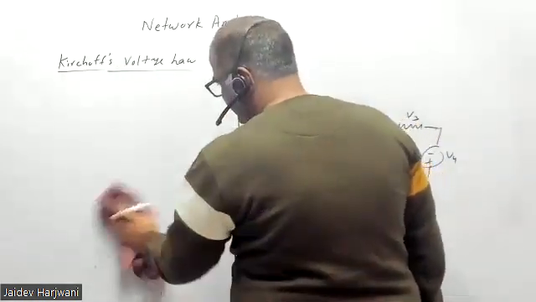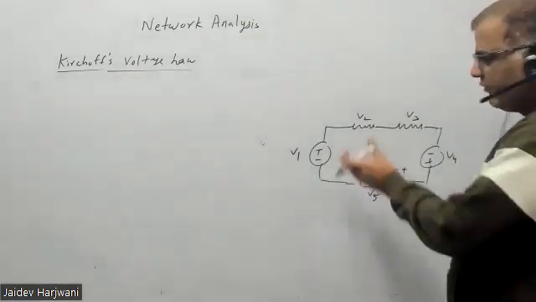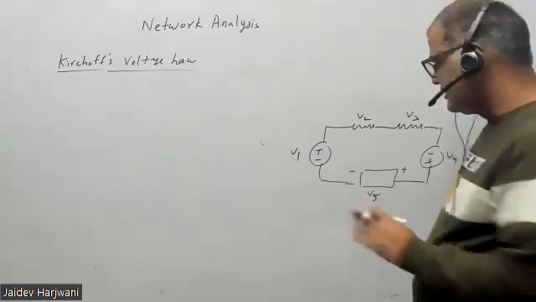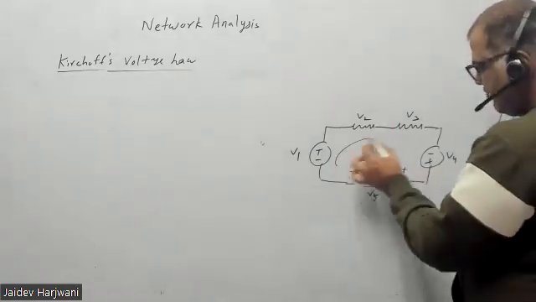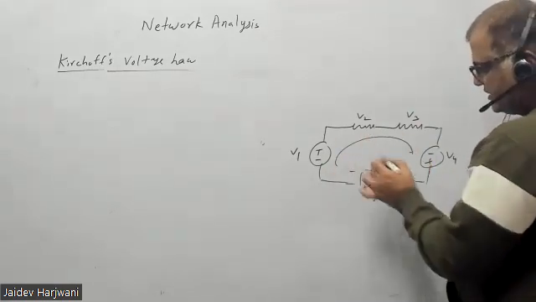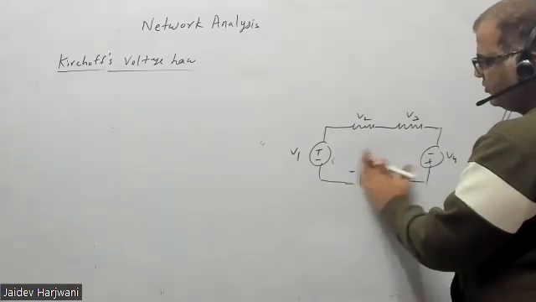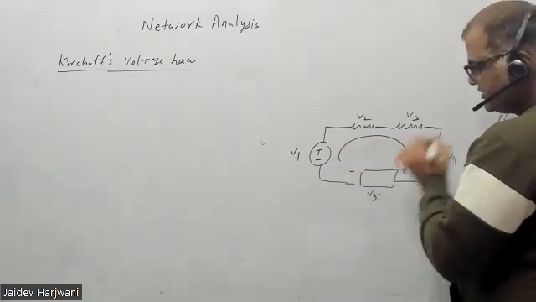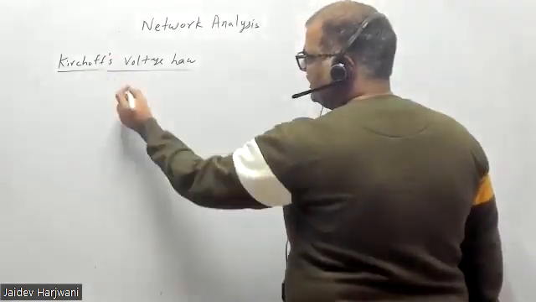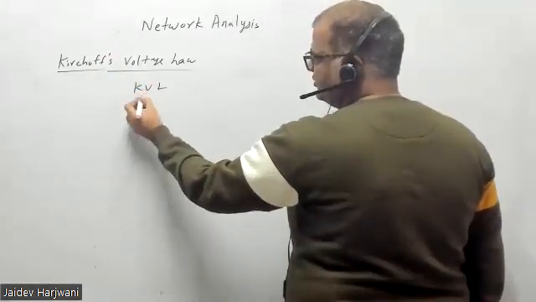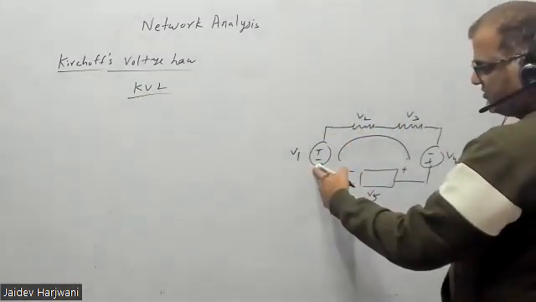First of all, in any loop you get, you have to decide which direction you are moving, either anti-clockwise or clockwise; that is your choice. For example, I'm moving like this. Forget the current I right now; I am writing only voltages. So now we apply KVL, Kirchhoff's voltage law, in this loop. I'll start with this one.